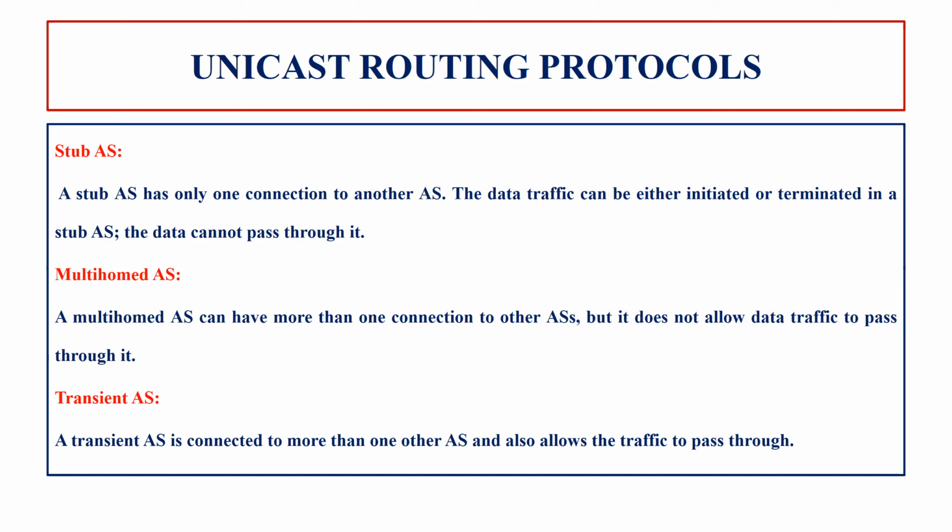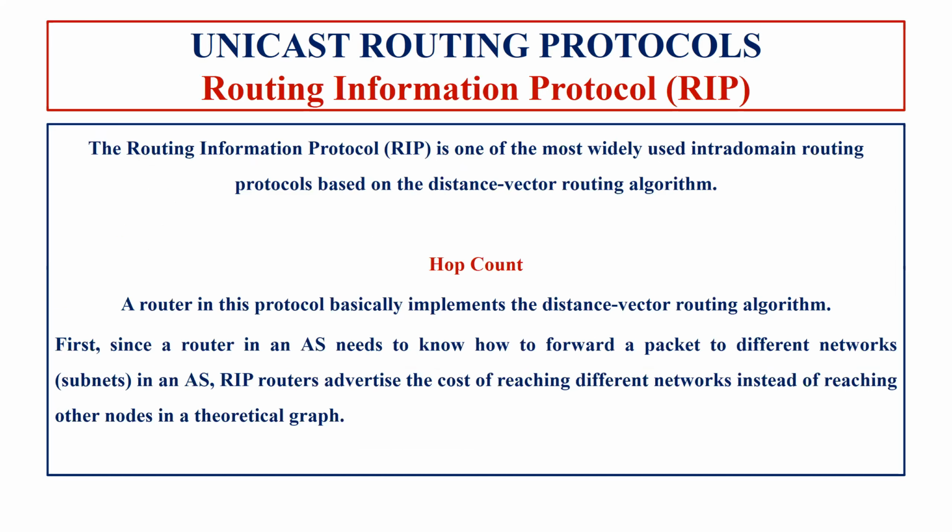A multihomed autonomous system has more than one connection to other autonomous systems, but it does not allow data traffic to pass through it, even though it has those connections. The third one is the transient autonomous system, which is connected to more than one autonomous system and allows data traffic to pass through it. That is the transient autonomous system.